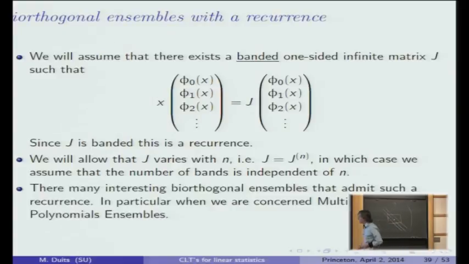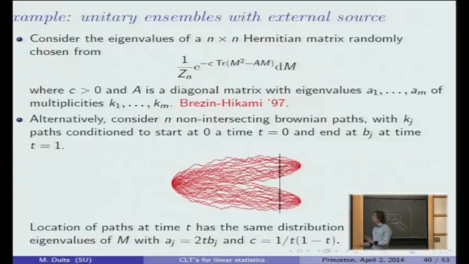That's a good question. It is a natural assumption because there are many biorthogonal ensembles that admit such recurrence. In particular, if you have multiple orthogonal polynomial ensembles, then this is the case. Now, why is this natural? Maybe I can just briefly say some examples. So unitary ensembles with external source are examples of those. If you have a unitary ensemble with an external source, or equivalently, you look at non-intersecting paths with one source and several endpoints, then this is an example. And this is a biorthogonal ensemble.